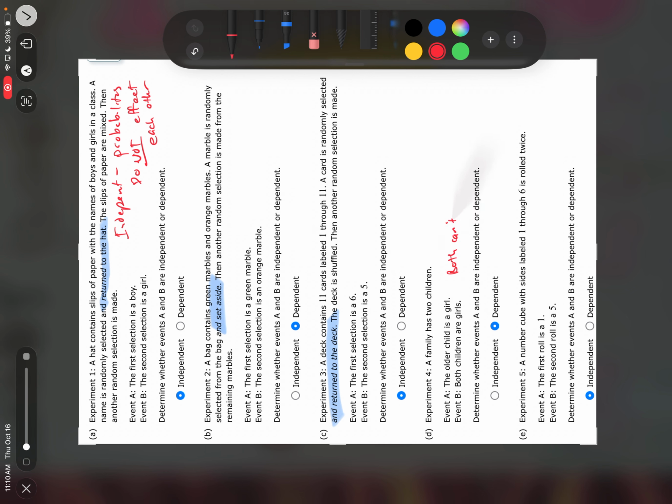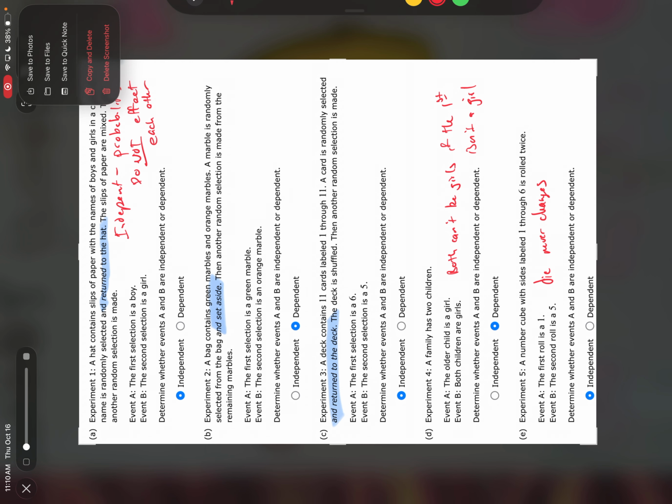Both can't be girls if the first isn't a girl. Okay? That's kind of the weirdest one that it has on here. Every other one just has to do with replacement versus no replacement. A number of dice is rolled, 1 through 6. You roll it twice. The die never changes, right? It's always 1 through 6. So I can't remove a part of the die when I do this. Okay. So the die never changes. So that would be independent.